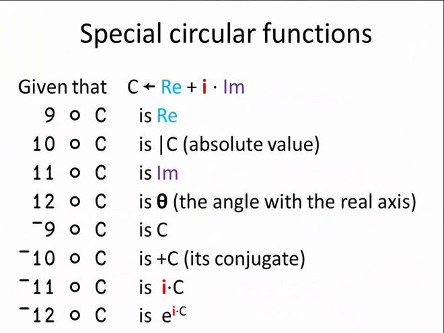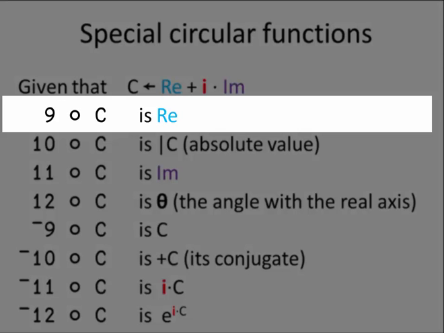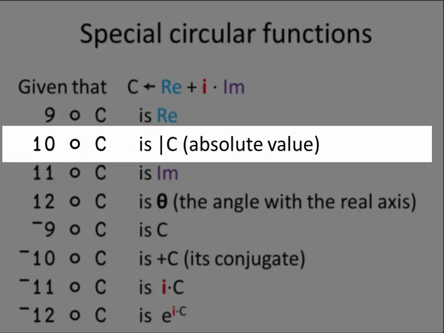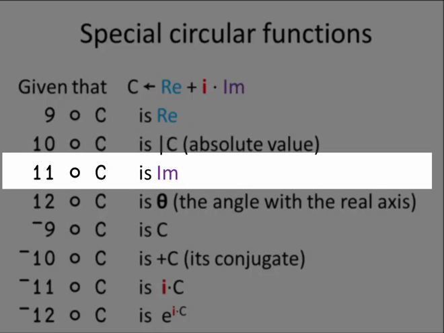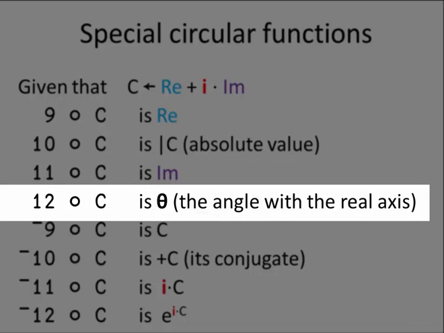On top of the usual circular functions like sine, cosine, tangent, and hyperbolic functions, APL offers some 8 more functions that are available only for complex numbers. And those are: the 9 circle function is the real part. The 10 circle function is the absolute value, the same as we had before, but it's available as a circular function directly. The 11 circle function gives you the imaginary part as a real number. The 12 circle function gives you the angle between the number and the real axis.